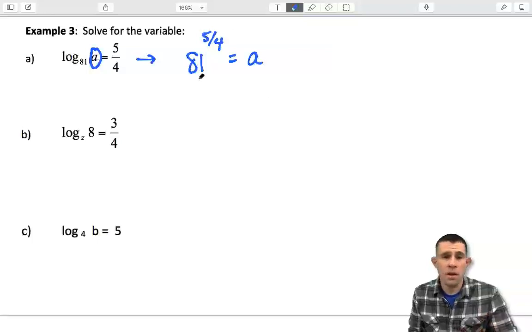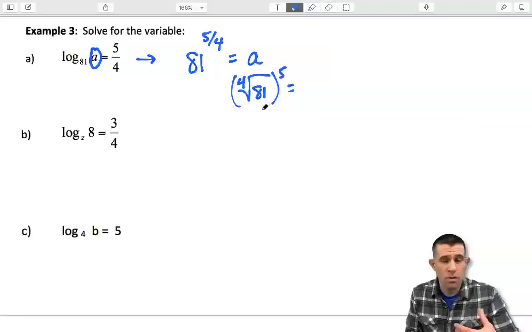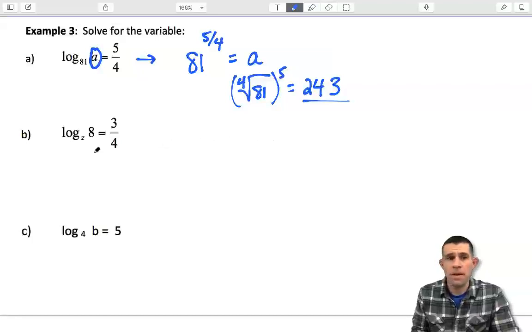So let's evaluate 81 to the 5/4. Now you'll remember that this means we're taking the 4th root of 81 and then raising that to the 5th power. 4th root of 81, as we just found out, was 3. 3 to the 5th power is 243. Check my notes on that. Yep, that's good. 243.